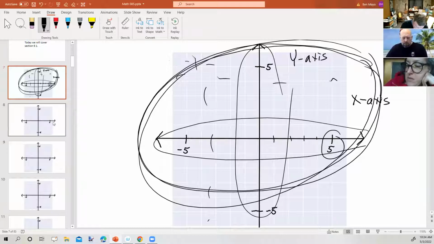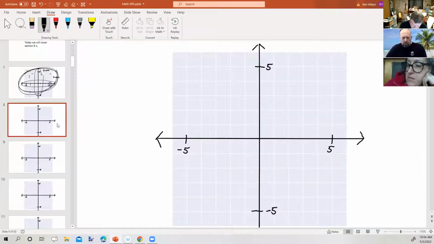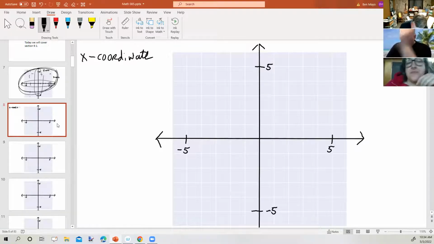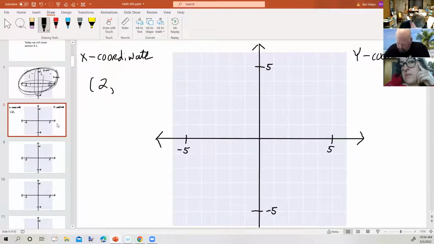Now, those 2 pieces of information are called the x coordinate and the y coordinate. Helps if I could spell. And they are listed in an ordered pair that's inside parentheses, and the 2 values are separated by a comma. So this is the ordered pair that describes a point on the graph.